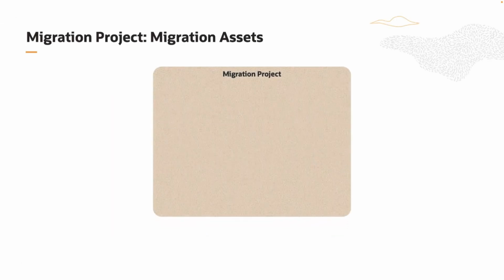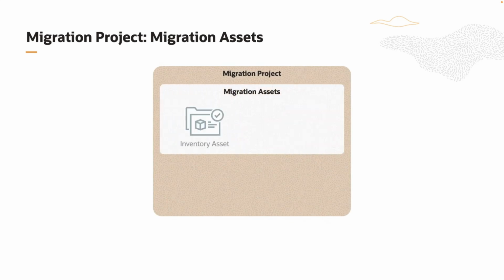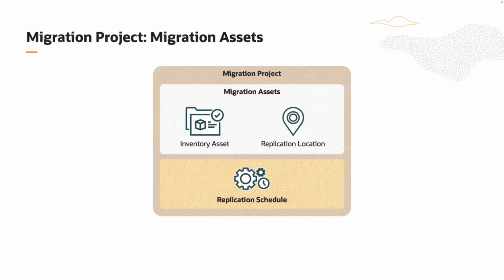Migration assets can be referred to as a point-in-time snapshot of an inventory asset, providing a replication location. A snapshot is similar to a backup of a VM that is captured at a specific point in time. In simple words, you make a selection from those inventory assets that are required to be migrated, and those assets become your migration assets.